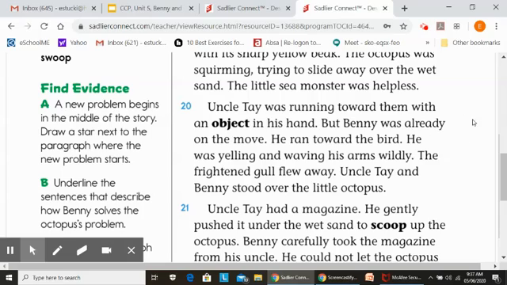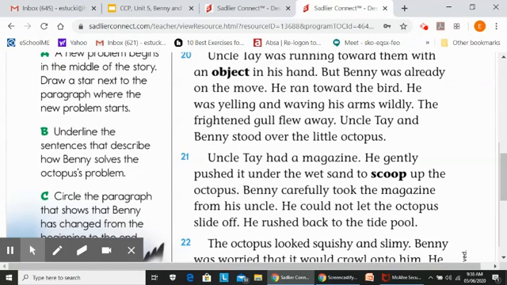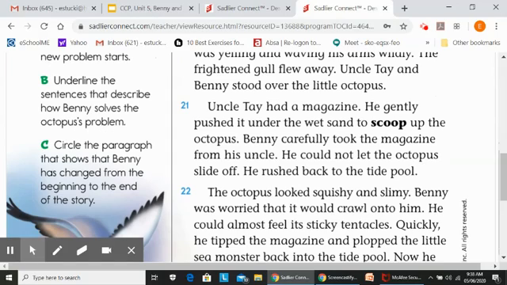Now, here, Benny doesn't even think twice. He just knows, I have to save this little creature from dying. He ran toward the bird. He was yelling and waving his arms wildly. The frightened gull flew away. Uncle Tay and Benny stood over the little octopus. Uncle Tay had a magazine. He gently pushed it under the wet sand to scoop up the octopus.